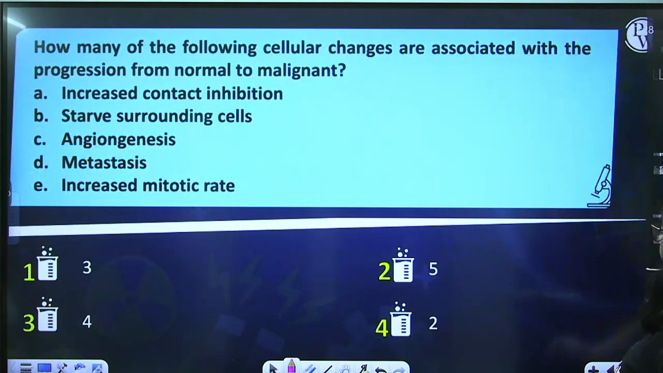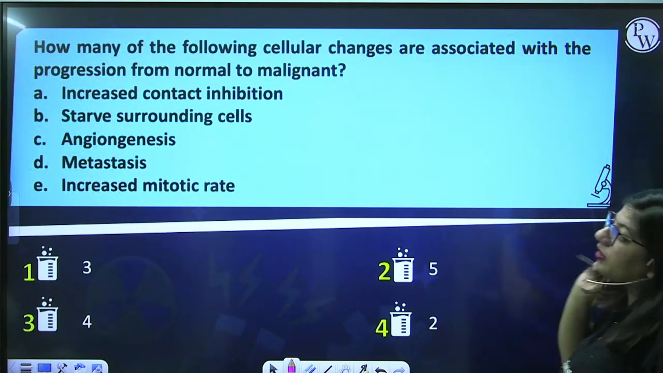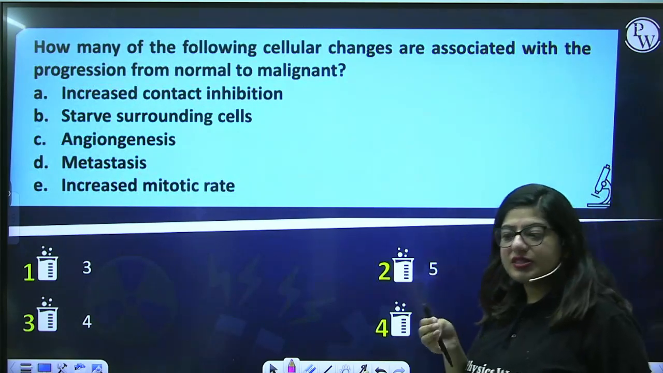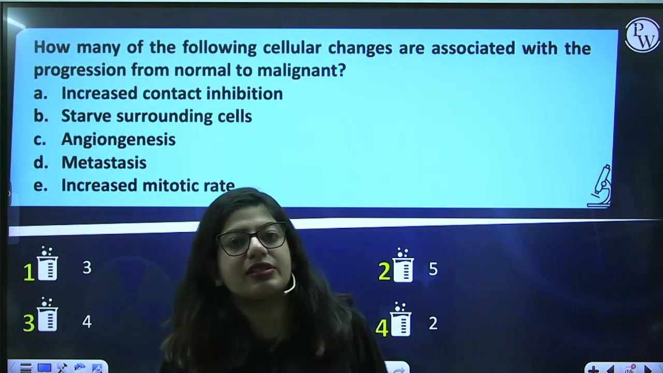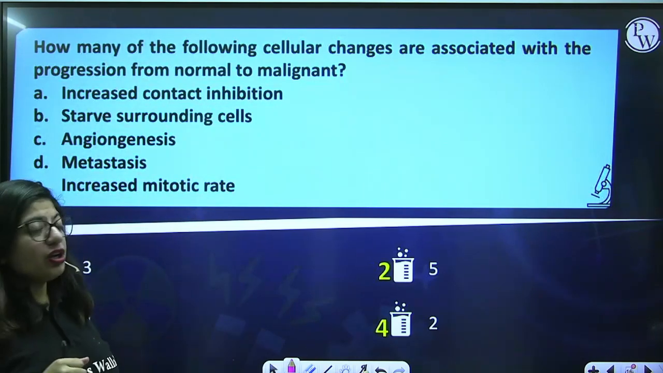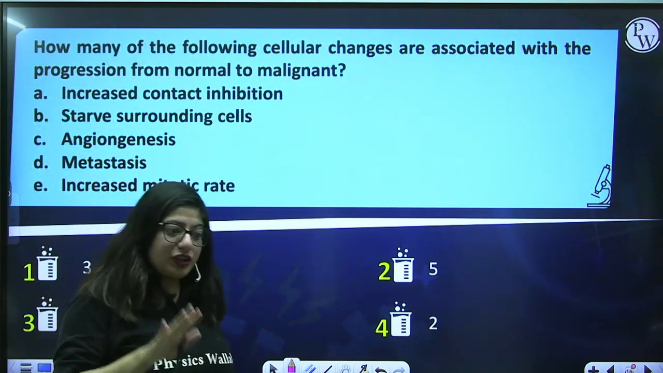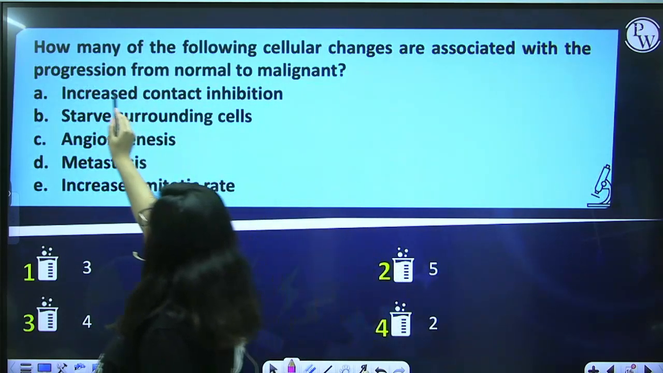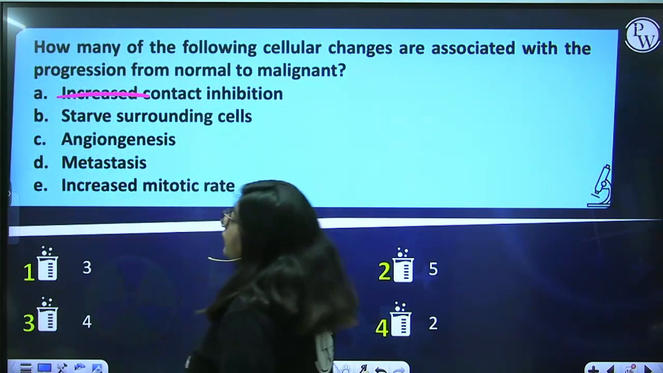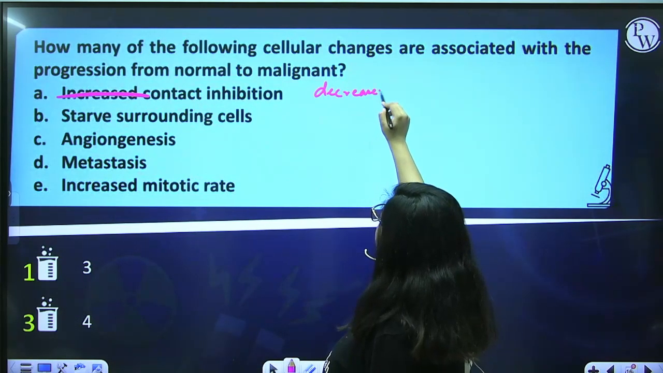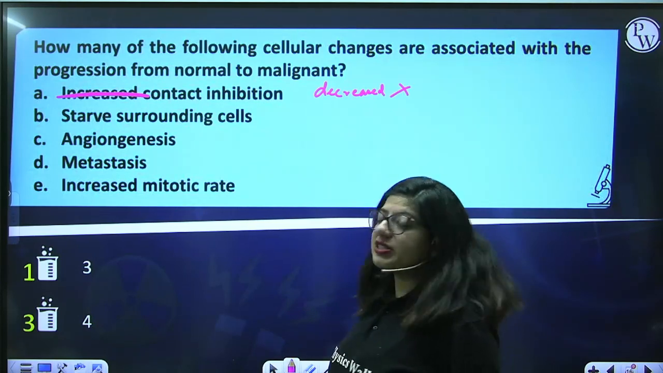Next question. How many of the following cellular changes are associated with the progression from normal to malignant? It is asking, when a normal cell is becoming a malignant cell, what changes will occur? Increased contact inhibition. Basically it is asking the features of a cancer cell. In a cancer cell, you have decreased contact inhibition, right? So it should be decreased. This is the one which does not take place, so this is wrong.